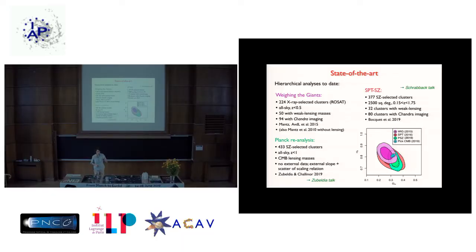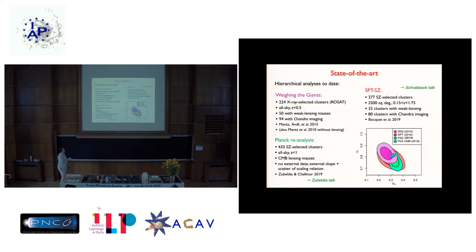To date, there's three-ish studies that have used a framework like this. Weighing the Giants, with our paper from 2015, uses roughly 200 clusters selected in X-rays. These still come from ROSAT. ROSAT flew a while ago, but it took us a while to get there. We have a wealth of follow-up data, 50 with weak lensing, roughly 90 with Chandra imaging for the low scatter mass proxies. And I should say that this actually goes back to Adam Mantz's work from 2010 without the lensing, and in Weighing the Giants, we added the lensing anchoring.